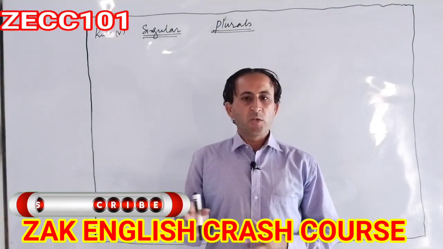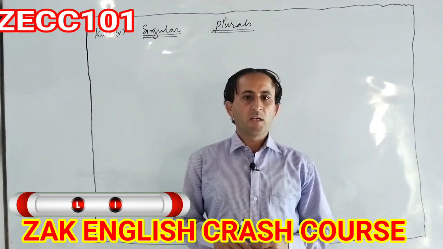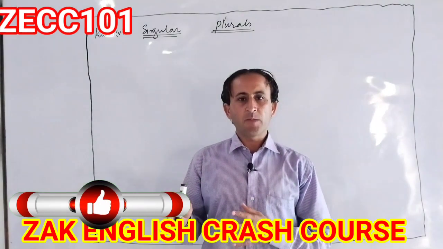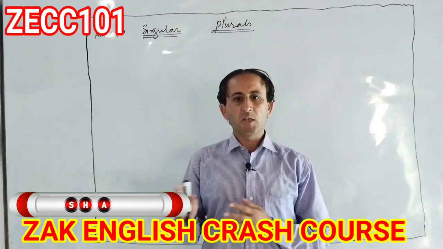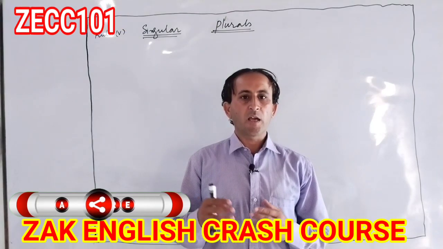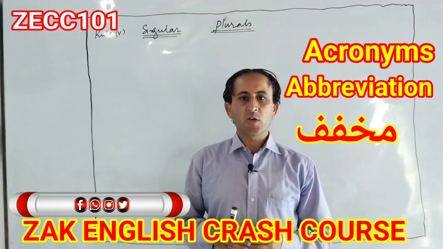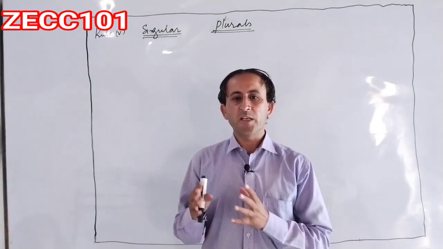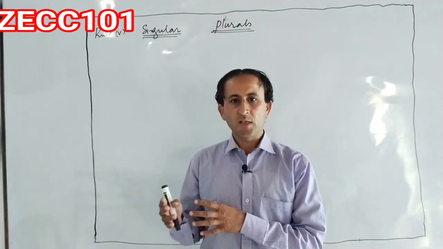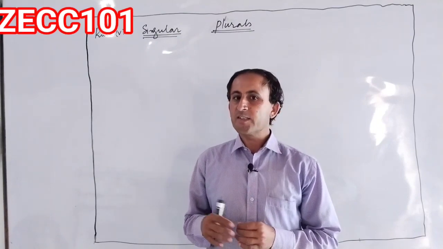We were learning about the singulars and the plurals, 4 types. Now let's switch to the 5th type, that is about the singular and the plural of the acronyms, the short forms. So let's see how the short forms are transferred into the plural forms from the singular. So let's get started.